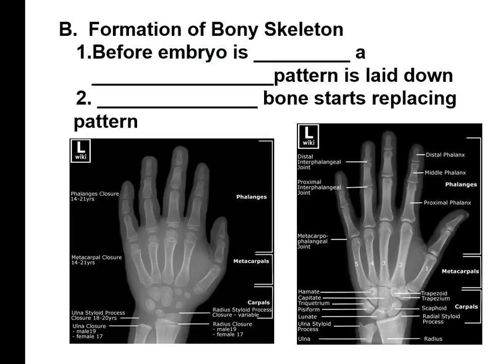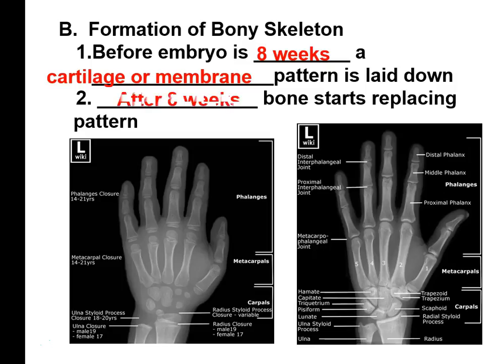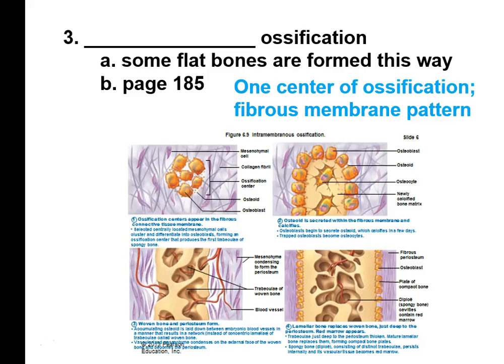Formation of the bony skeleton. Before an embryo is 8 weeks, there is going to be a pattern laid down for your bones. It's either going to be a cartilage pattern or a fibrous membrane pattern. And then after 8 weeks, the bone starts replacing the membrane or the cartilage pattern. And you can see from this picture of a child where there are some spaces between the bones that there's cartilage present, whereas the picture on the other side shows that ossification is almost complete.